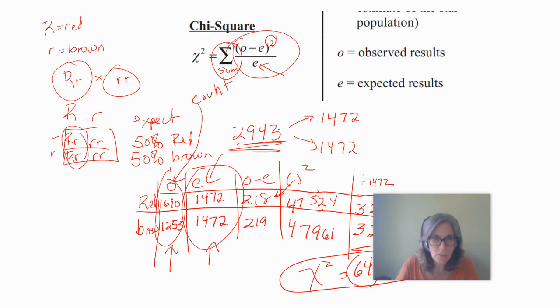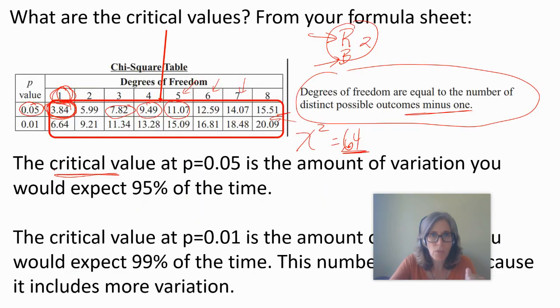You can kind of see that when you look at your numbers: 1690 when it should be 1472, or 1253 when it should be 1472. That's a lot more variation than if I just flipped a coin 2,943 times, right? So there's something going on here. These numbers aren't close enough to 50-50. So when that happens, I'm going to reject my null hypothesis that there's no difference between observed minus expected. These red versus brown are not even. I didn't get 50-50.